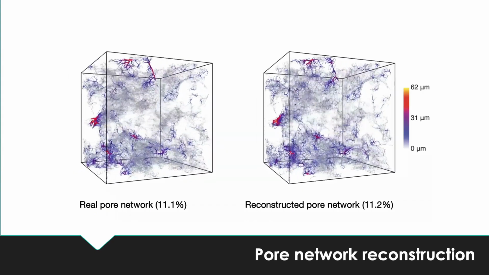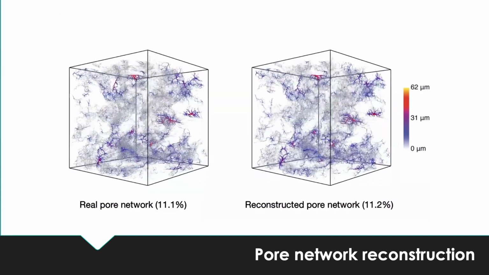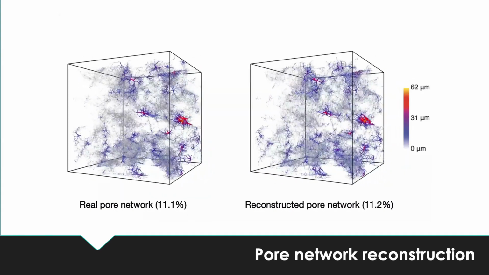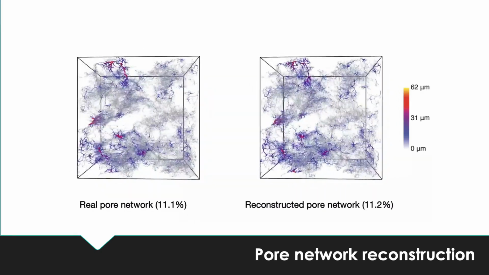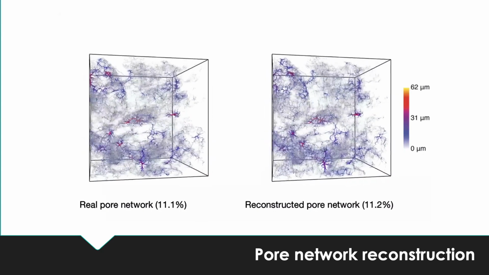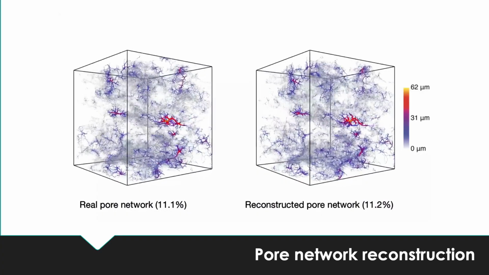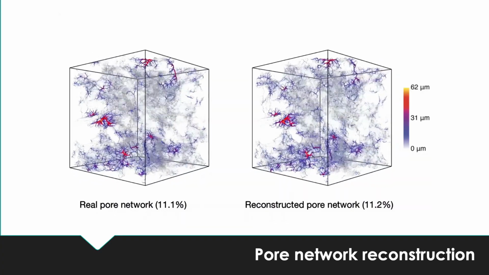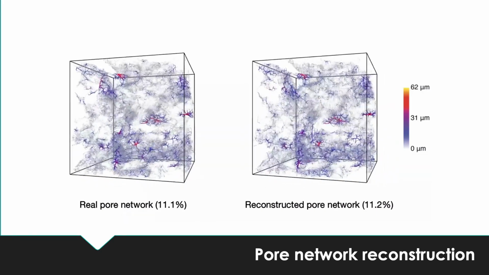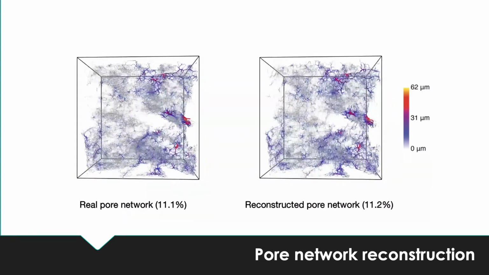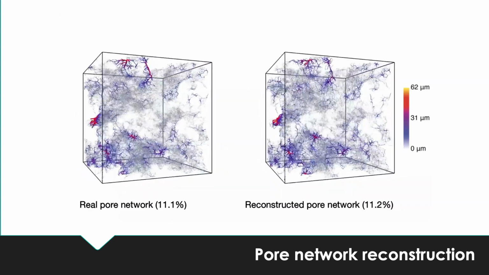Pore networks extracted from the real and reconstructed digital rock images are compared as well. The connected pores are plotted as tubes, scaled and colored with respect to the pore radius. As shown in this video, the real and reconstructed pore networks resemble each other, especially for large pores in red. Their porosities are very close, with only 0.1% difference. Therefore, our method accurately recovers the connected pore network, making it more probable to estimate fluid transport properties accurately.